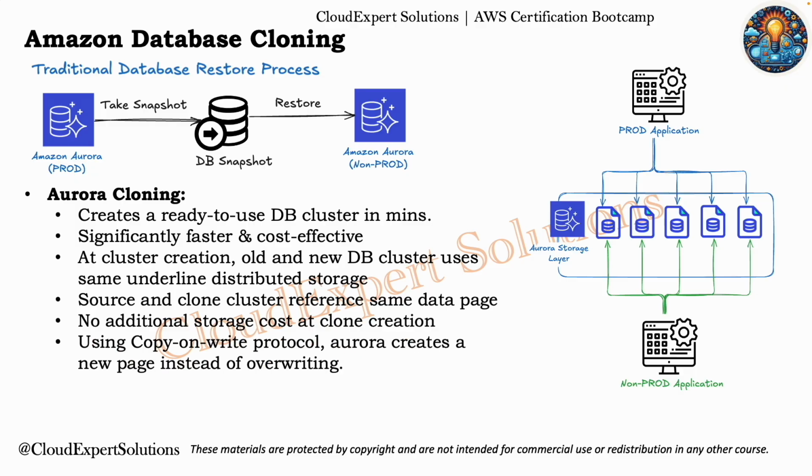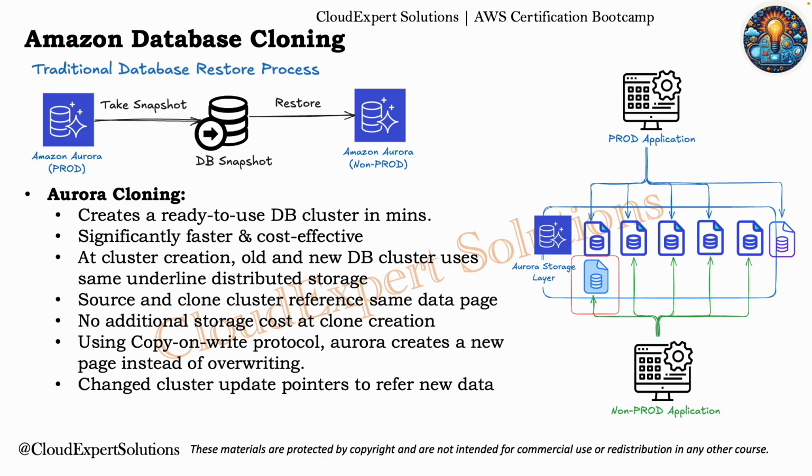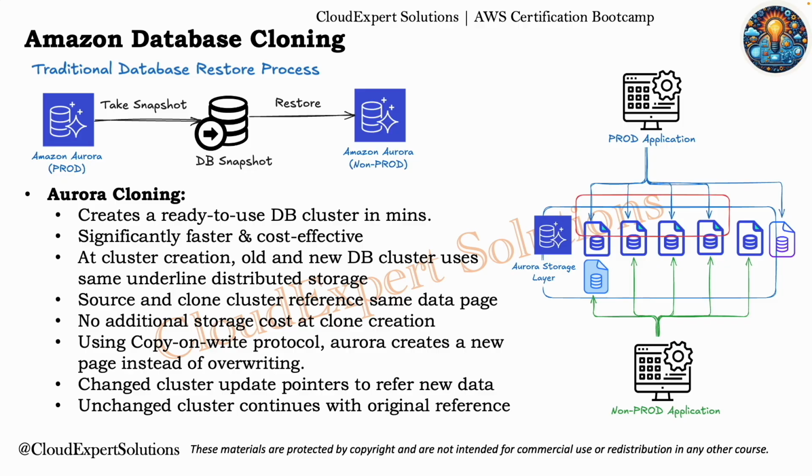As data is modified, either in the source or the clone, Aurora uses a copy on write protocol. Instead of overwriting a shared data page, a new copy of that page will be created for the cluster which is making the change. Let's understand with an example. Let's assume these are our data copies that our non-production application and production application have created. Now the changed cluster will update its pointer to reference the new data pages, whereas the unchanged cluster continues to reference the original shared data pages.